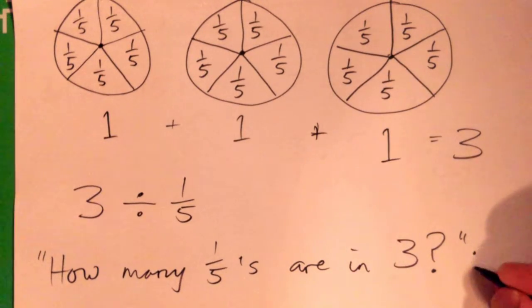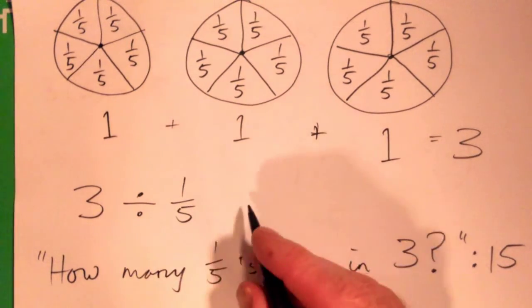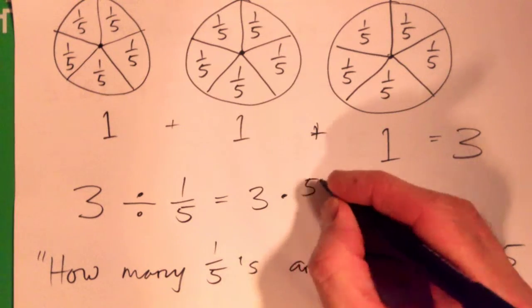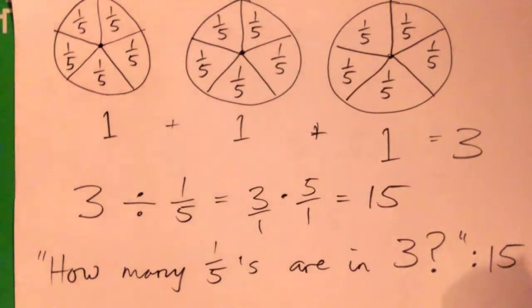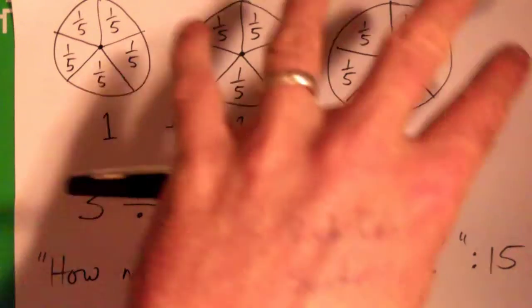And the answer is 15. And that's why 3 divided by 1/5, by the way, must equal 3 times 5 over 1, which is 15. That's why we got 15, because look. Does that make sense? That is why. Not because the teacher said so. It's not because I said you have to flip this and multiply. It's because look, see?